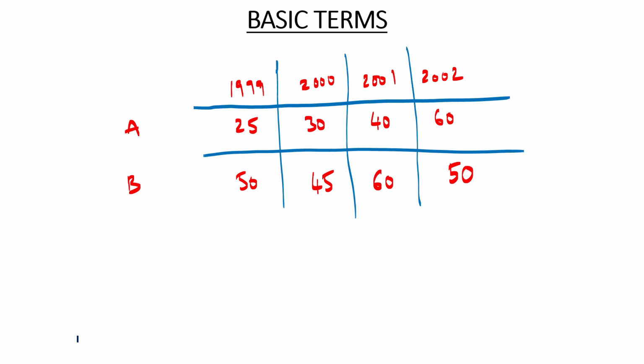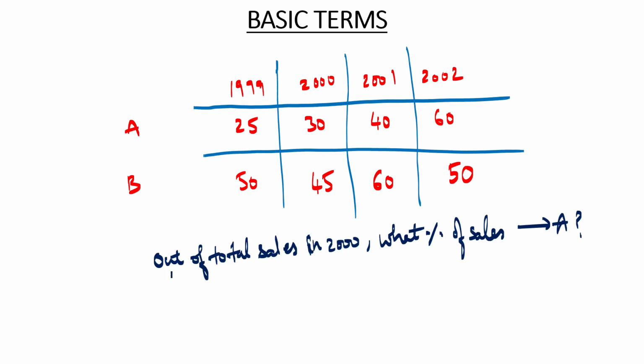See here, the table shows the sales of two companies over 4 years, from 1999 to 2002. The sales are in $1 million, let's say 25 means $25 million, 45 means $45 million. If I ask you to find out, of total sales in 2000, what percentage of sales belongs to company A?